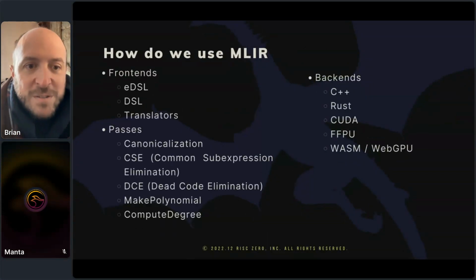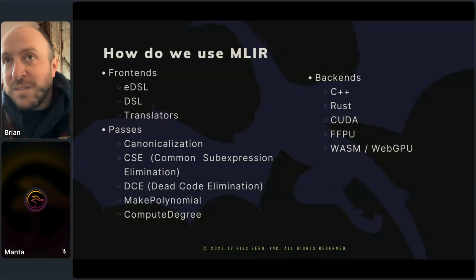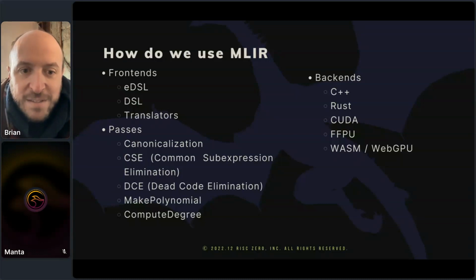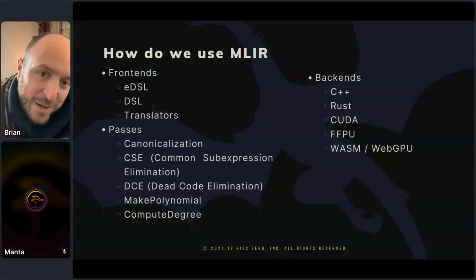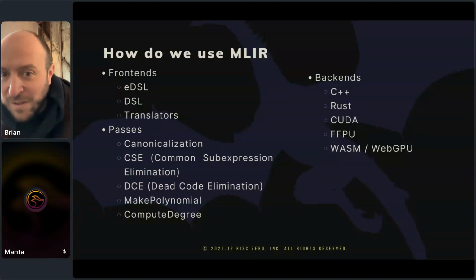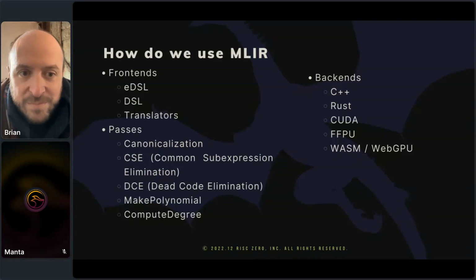A bit more concretely, what this looks like is we have a couple front ends that create the MLIR dialects. We have a couple passes that work on the Zirgen dialect to optimize it for various problems, and then we take that and emit code for a variety of backends, including a C++ prover and/or verifier, Rust, CUDA, etc.